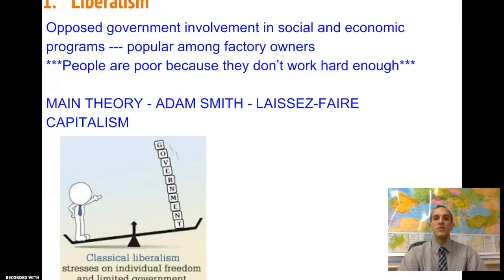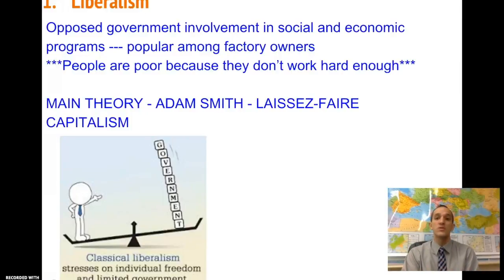Instead, liberals believe that the economy should take care of itself. For example, instead of creating a minimum wage, people who believed in liberalism at this time would say, if you don't want to work for, let's say, $1 an hour, then don't work for $1 an hour. The government shouldn't get involved and say we should have a $10 minimum wage. That's ridiculous. If you don't want to work for $1 an hour, then don't work for it.